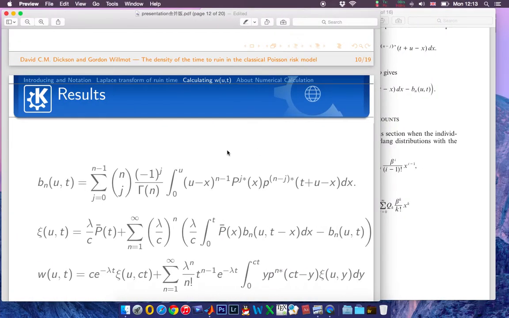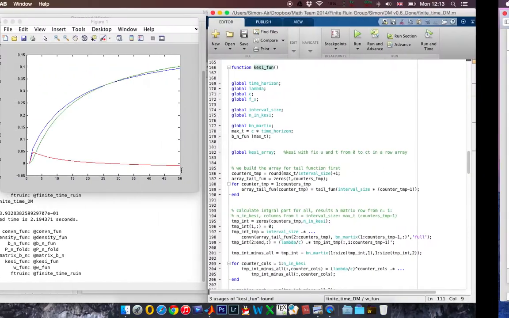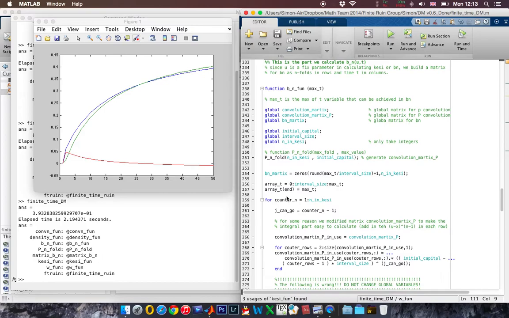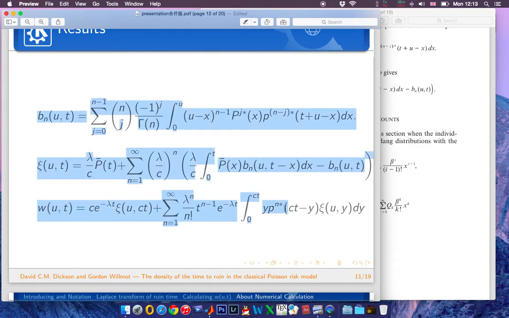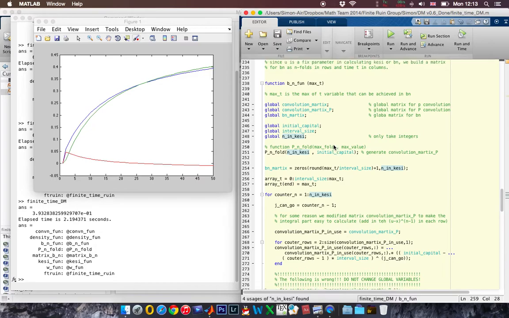So you can see the logic here. Step by step, we calculated the w. And this is where we do maybe not the most fundamental calculation, but the most fundamental calculation in these three equations, the Bn function. So here are the Bn functions.